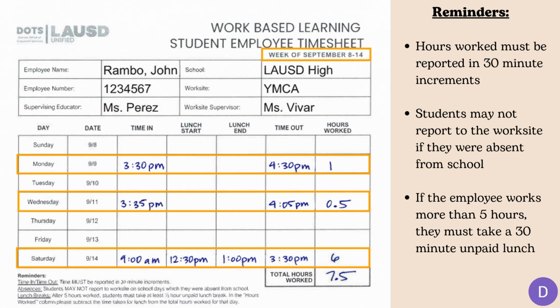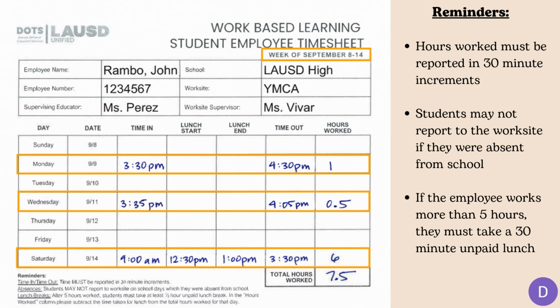On Wednesday, September 11th, the student was only able to work for 30 minutes. They clocked in at 3:35 p.m. and clocked out at 4:05 p.m. for a total of 30 minutes or half an hour. As a reminder, you are only allowed to work in 30-minute increments. Please see your supervising educator if you need additional explanation.